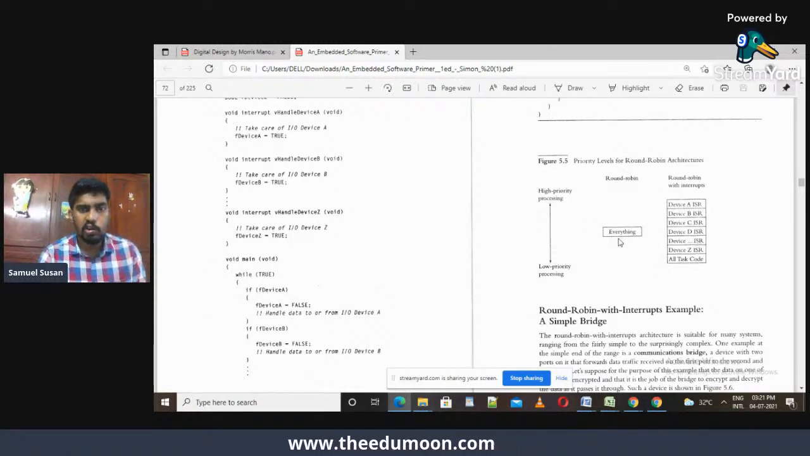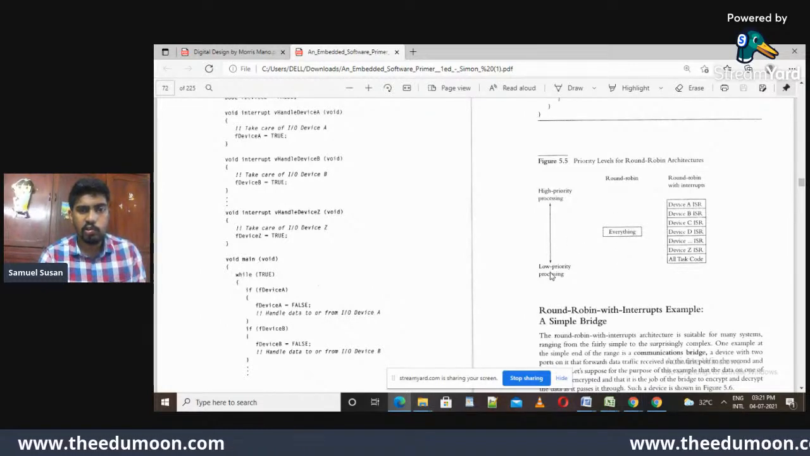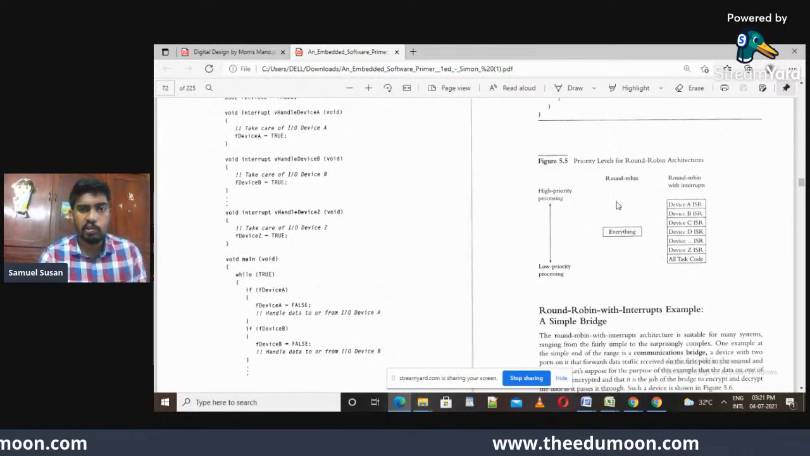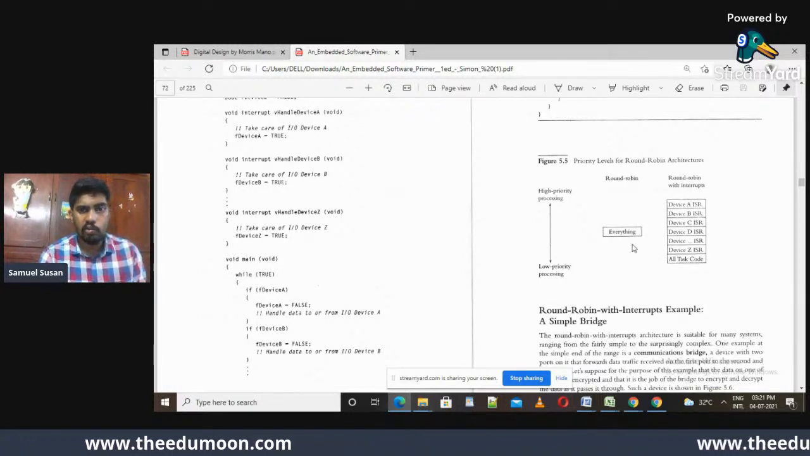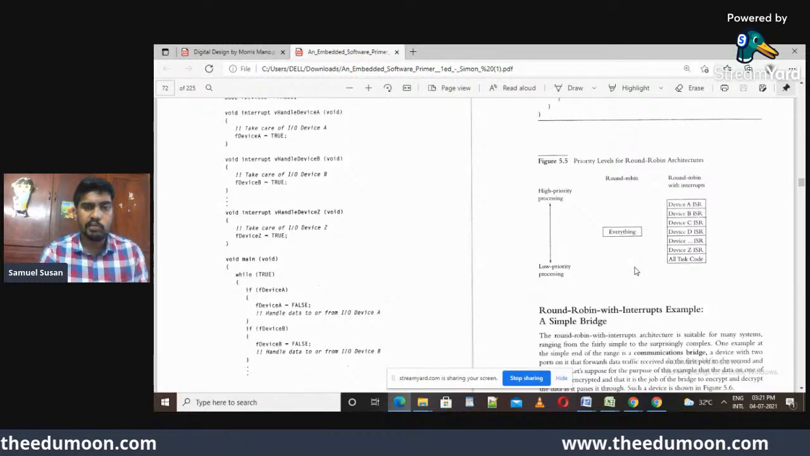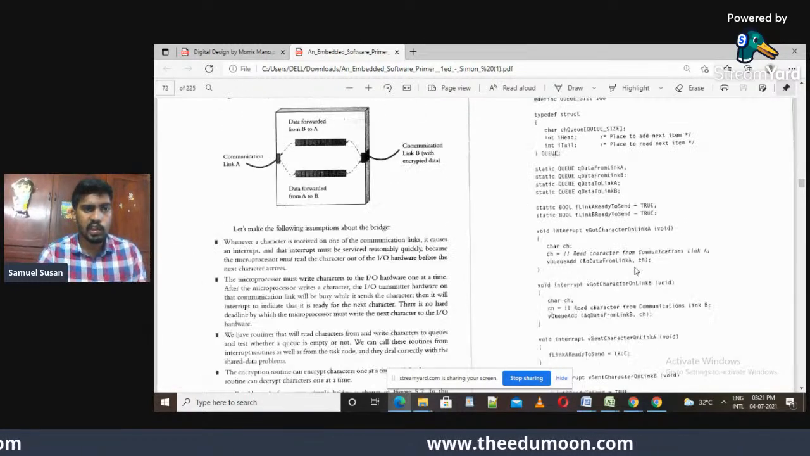Here in round robin, you can see there is no priority at all. From highest processing to low priority processing, there is no priority, because everyone is the same here. All are equal. And so this round robin is very simple to implement. Similarly, we can take the other examples.